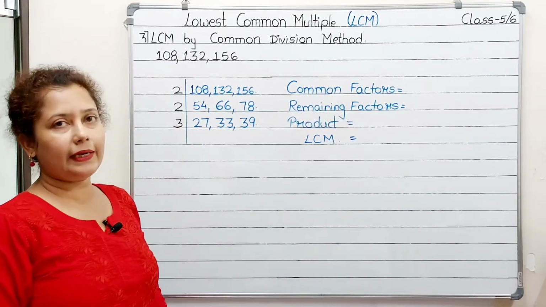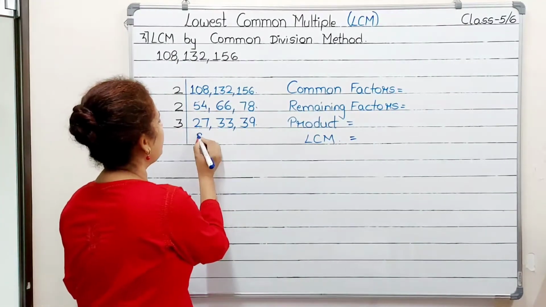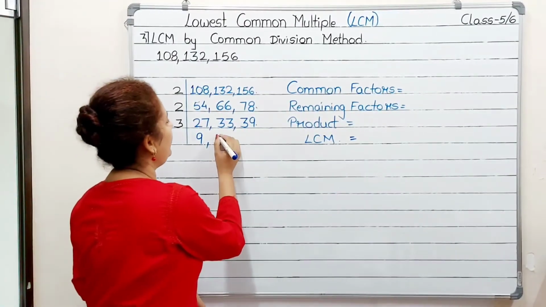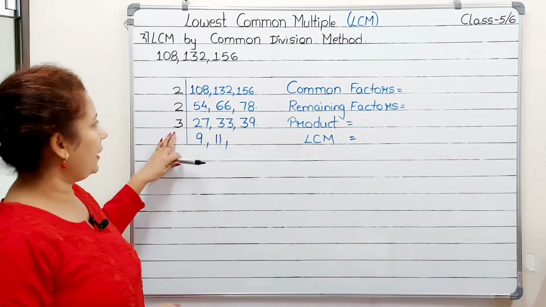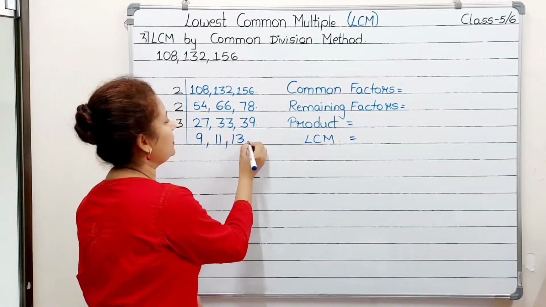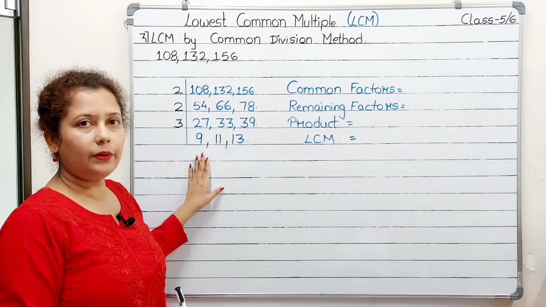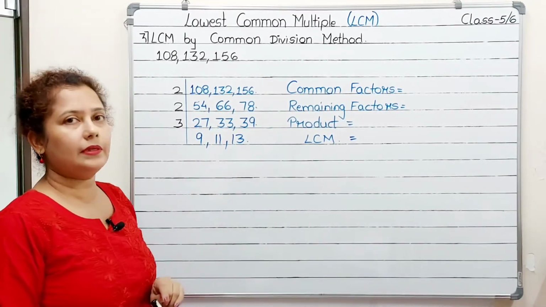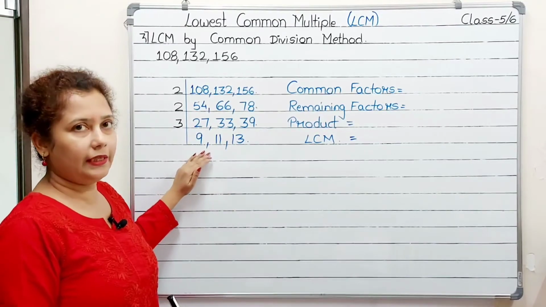When we divide 27 by 3, we get 9 as the quotient. When we divide 33 by 3, we get 11 as the quotient. When we divide 39 by 3, we get 13 as the quotient. Now, no prime factor can divide all these three numbers. So, we will stop the division here.